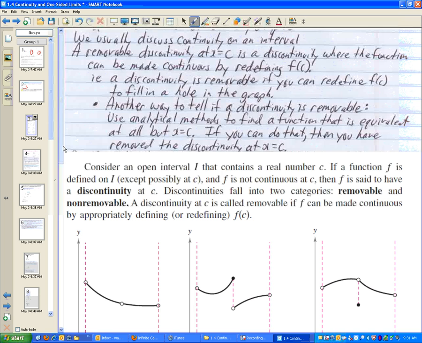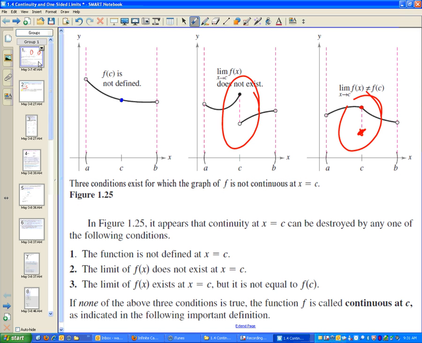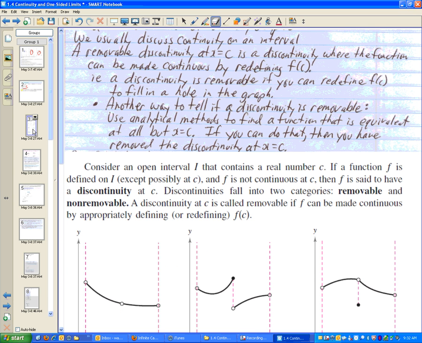Here's my note. A removable discontinuity at x equals c is a discontinuity where the function can be made continuous by redefining f of c. Oh, if I get to redefine f of c, I probably can remove that point from down here and move it up to there, can't I? In other words, a discontinuity is removable if you can redefine f of c to fill in a hole in the graph.